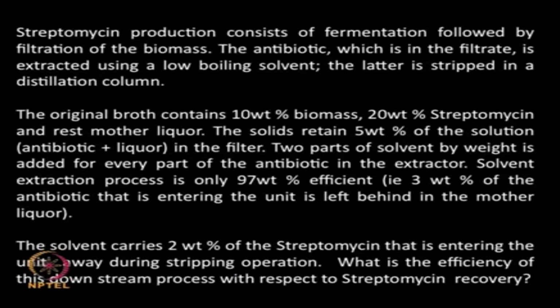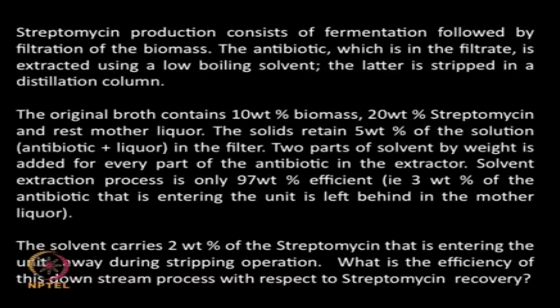One is in the filtration, where 5-8% of the liquid is lost in the biomass, which will contain some antibiotic. Then during the extraction process 3% of the antibiotic is taken away by the mother liquor, only 97% comes out in the solvent extraction. Then when you do the solvent stripping, 2% of the streptomycin is taken away by the solvent which you are distilling off. So the goal is to find out what is the efficiency of this entire downstream operation.